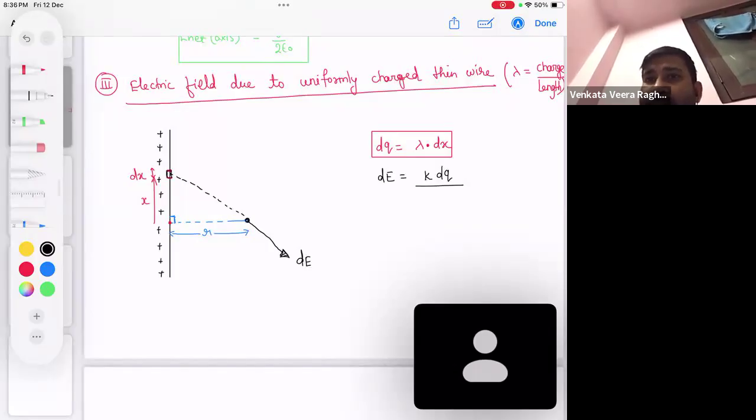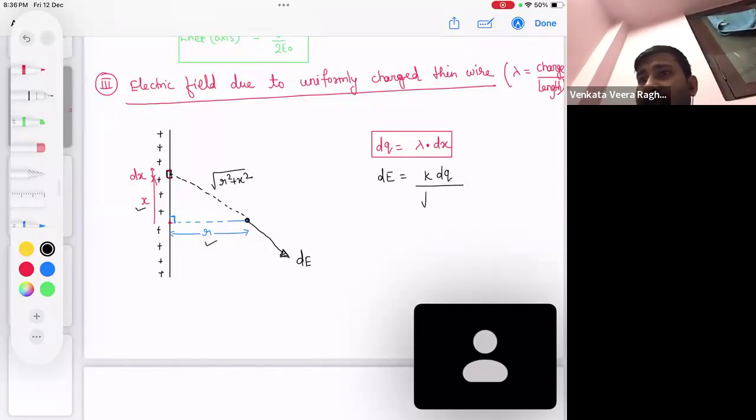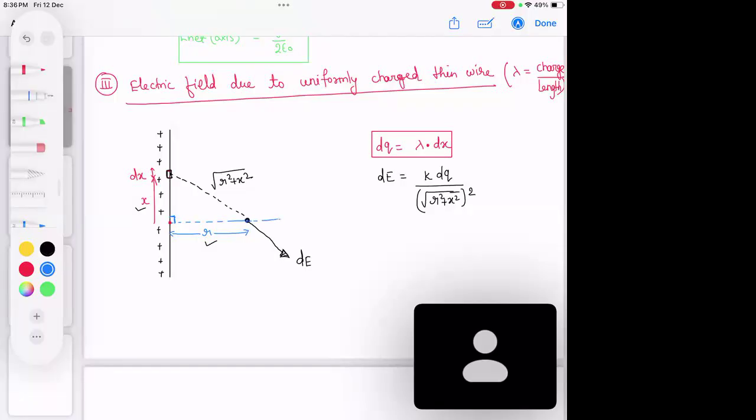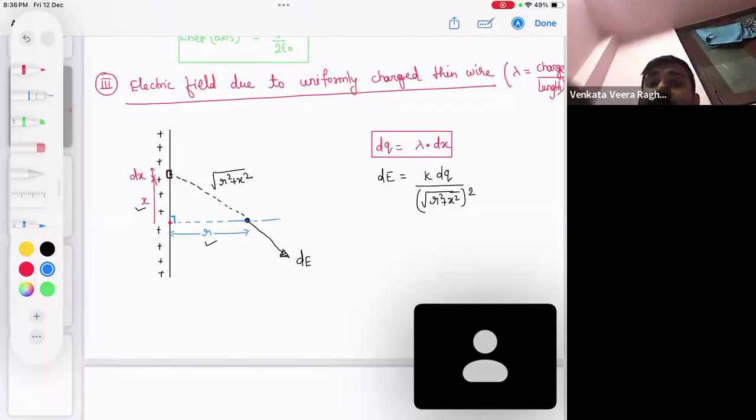So what is this distance? Look at that. This is r and this is x. So can I say this distance is under root of r square plus x square? So k dq by distance square. Please tell me, is it the field due to the small element? But can I directly integrate it now? No. Why not? No, sir. Because all the elements will create field in different directions. How can we add the vectors which are in different directions?